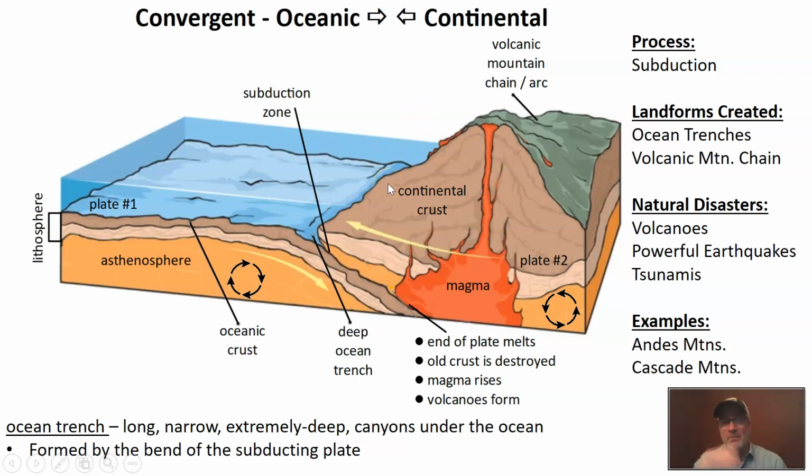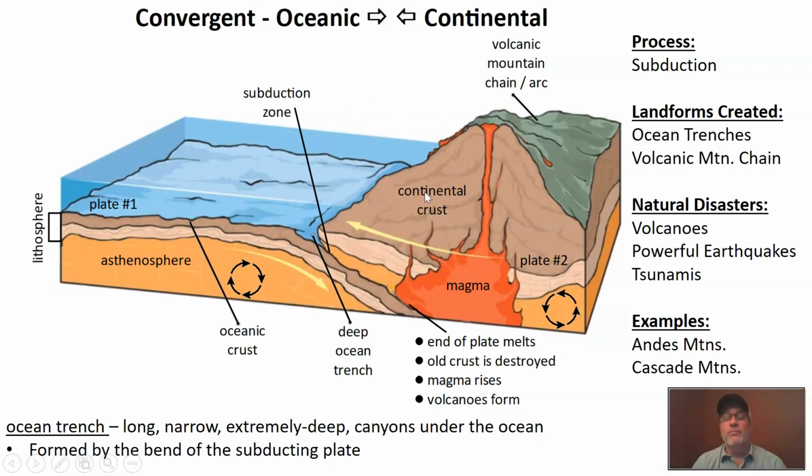Okay, so whenever we have a convergent boundary with oceanic and continental crust, we already know that we're going to have a subduction zone, and we know the oceanic plate is going to be the plate that is subducted. We know that we're going to have a deep ocean trench. That's going to be our landform. We're also going to end up on that continental crust with a long chain of volcanic mountains. Those are always going to form due to this plate melting. These are the landforms we're going to see.